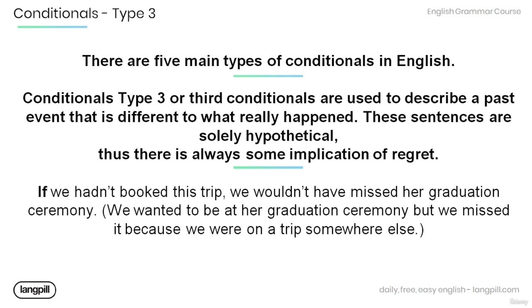Now, conditionals type 3 or third conditionals are used to describe a past event that is different to what really happened. Note that these sentences are solely hypothetical. Thus, there's always some implication of regrets. Have a look at the example below.